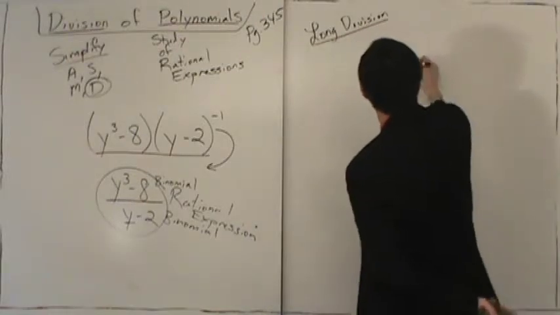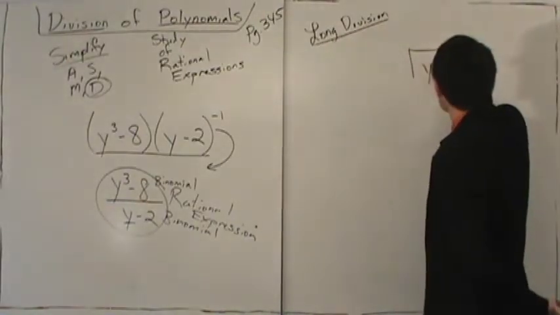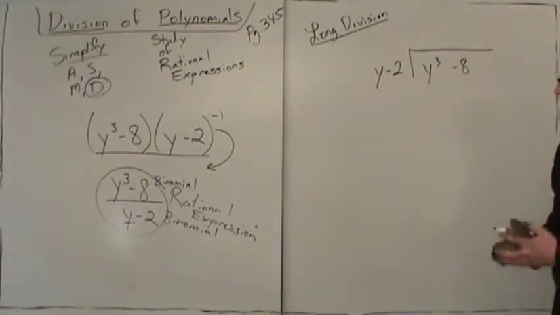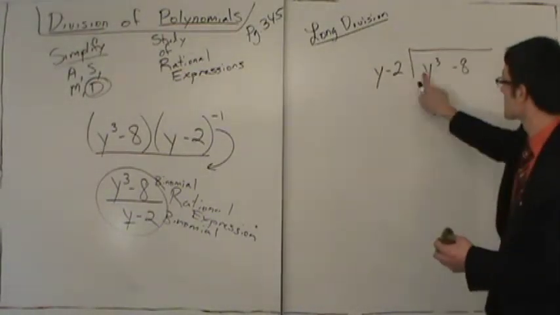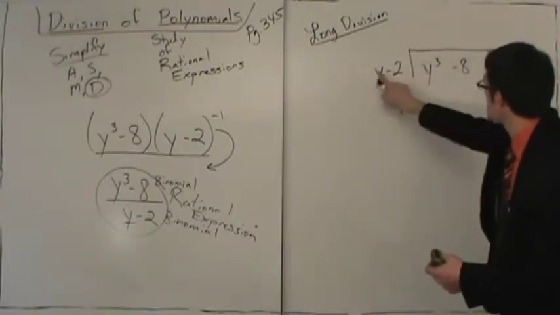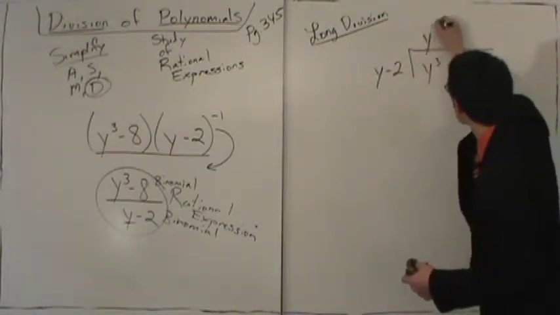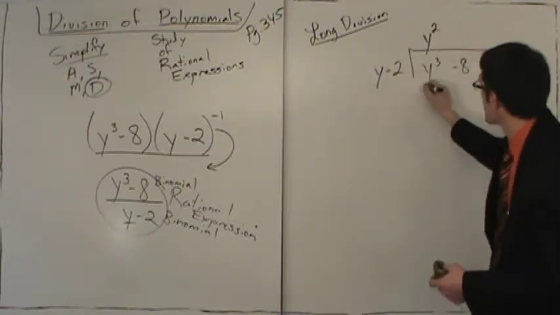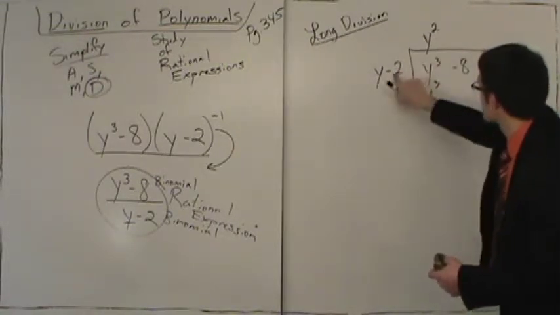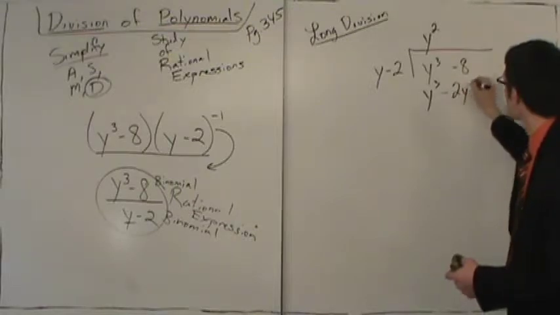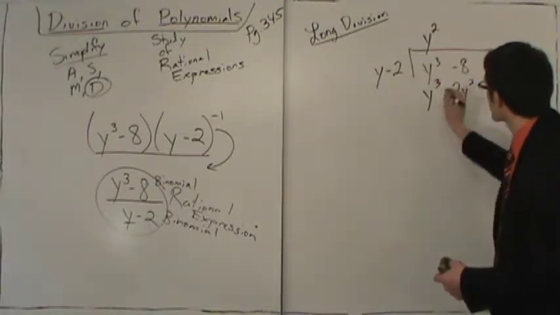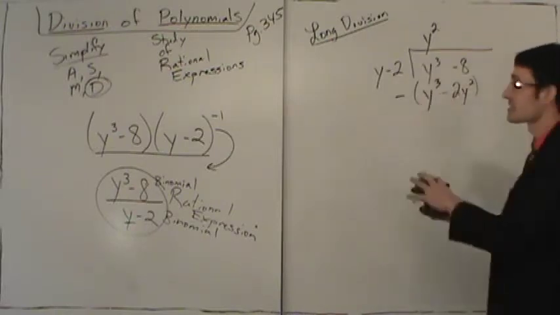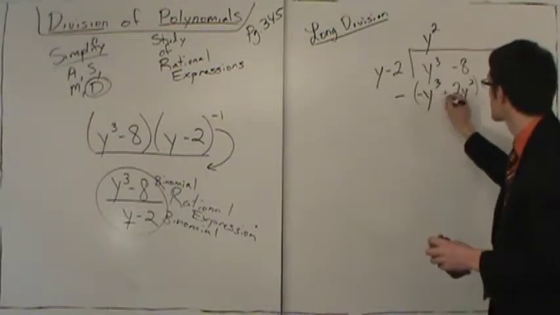So long division says y to the third minus 8 divided by y minus 2. We start this process by asking what multiplies by the front to give the front, or what multiplies by y to give y to the third. Hopefully you say y squared. We take the y squared and multiply by both. Y squared times y is y to the third, and y squared times negative 2 is negative 2y squared. And remember, we put parentheses and subtract. So we're subtracting both. We don't like to subtract, we like to add, so change the signs and add.